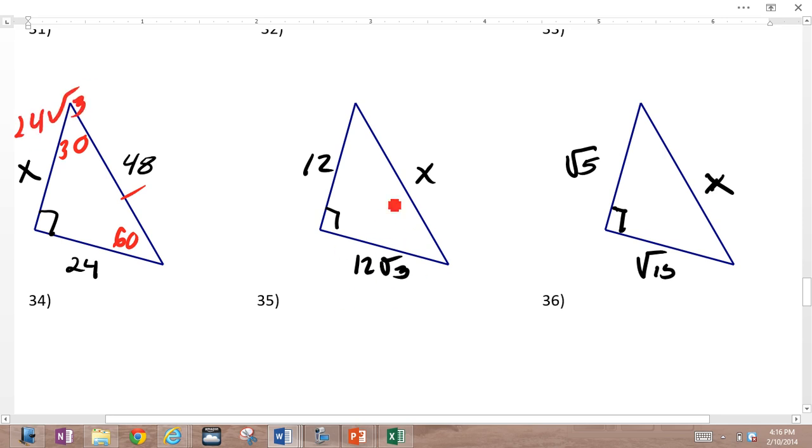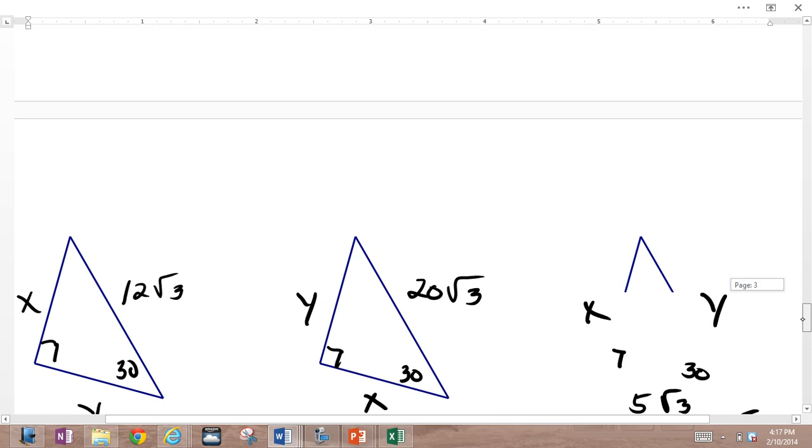Okay, here's a 30, 60, 90. The arrangement 12 root 3, that makes this 24. Okay. This is just going to go through the motions, so it's 5 squared, x squared is equal to, what, root 5 squared, which is 5, plus root 15 squared, which is 15. So x is equal to the square root of 20, which is 2 root 5. Okay, about a dozen problems left to go.